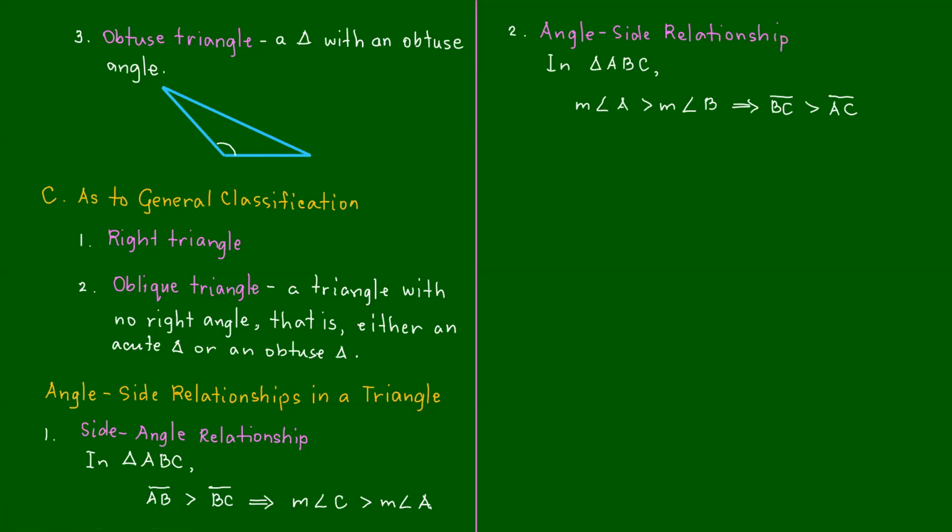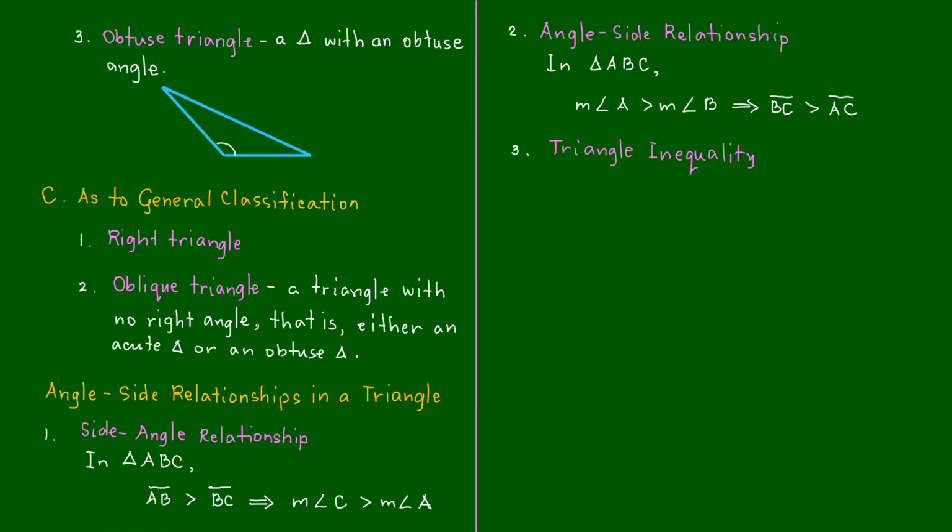Angle-side relationship. For triangle ABC, if the measure of angle A is greater than the measure of angle B, then the side opposite to angle A is longer than the side opposite to angle B. So in general, the larger the angle, the longer the side opposite to it.